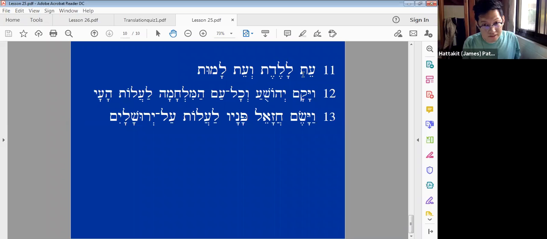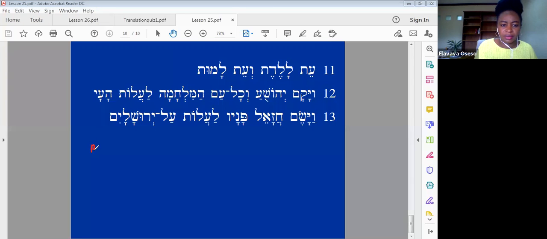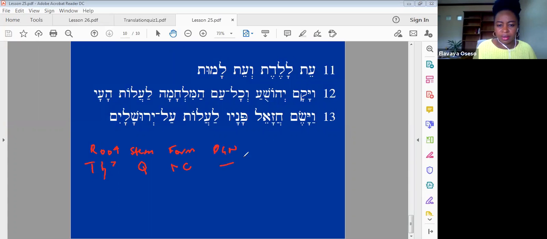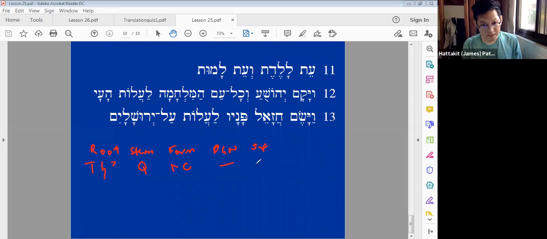Okay. So the verb here is yalad, the first one, and then mut, the last one. So the first verb is yalad. Stem is qal, form infinitive construct, then no PGN. Special feature, preposition le, and meaning to bear, to give birth.